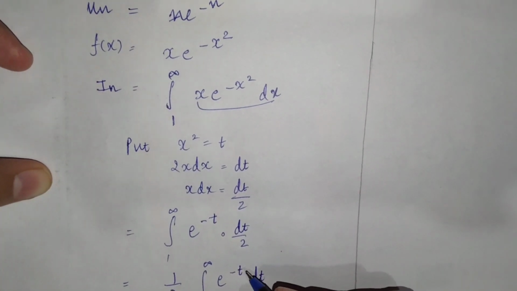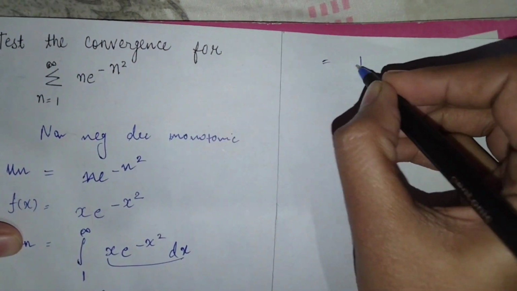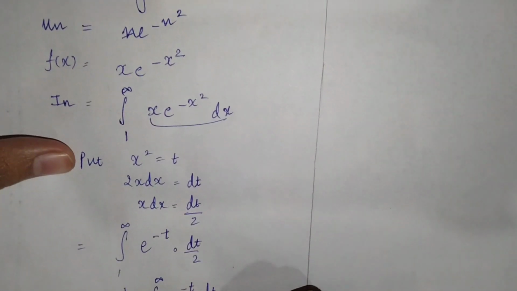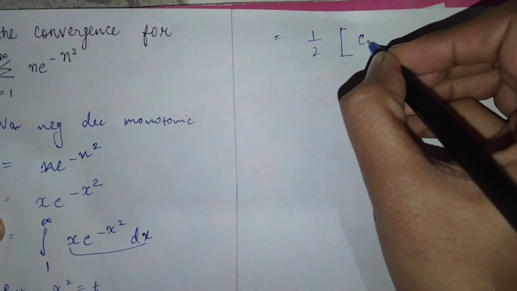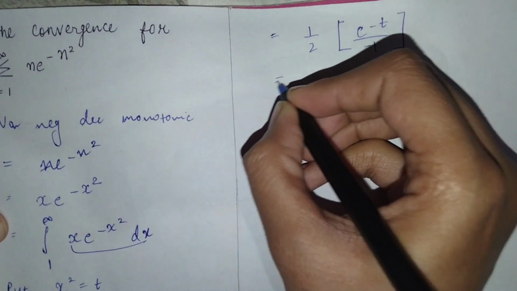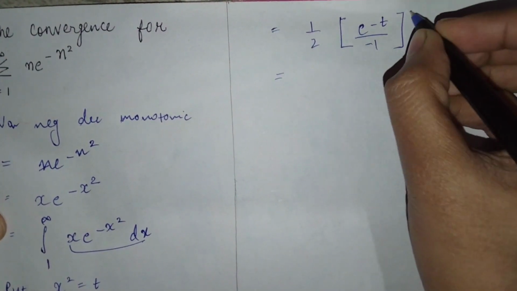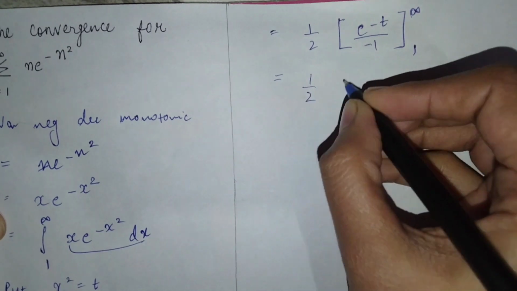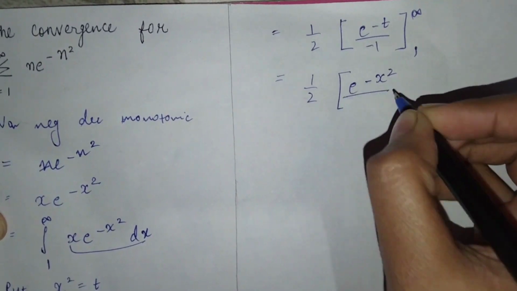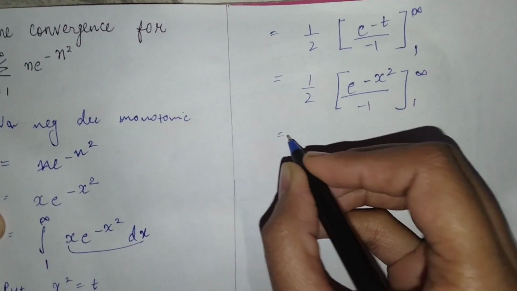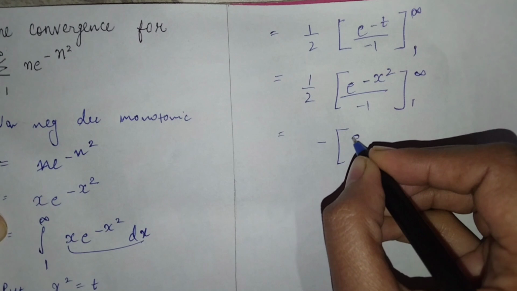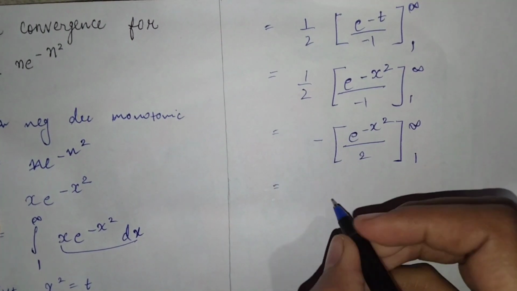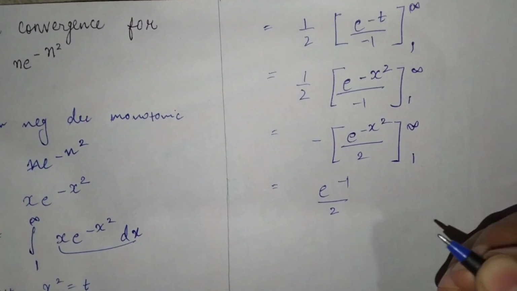First we have to integrate e raised to minus t dt. So integrating e raised to minus t, we will get e raised to minus t by minus 1, and the limits will be 1 to infinity. But the value of t is x square. So we have to write e raised to minus x square by minus 1 to infinity. So we can rewrite this as minus e raised to minus x square by 2. Now if we substitute the limit here, then we will get e raised to minus 1 by 2.